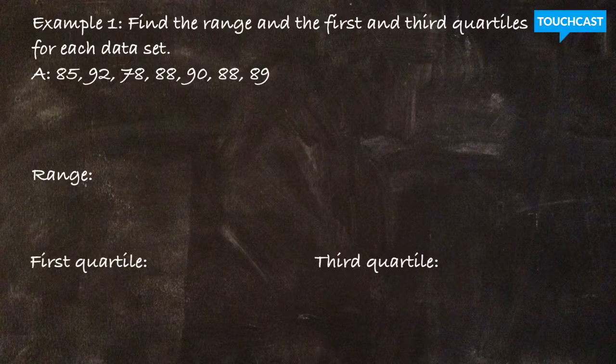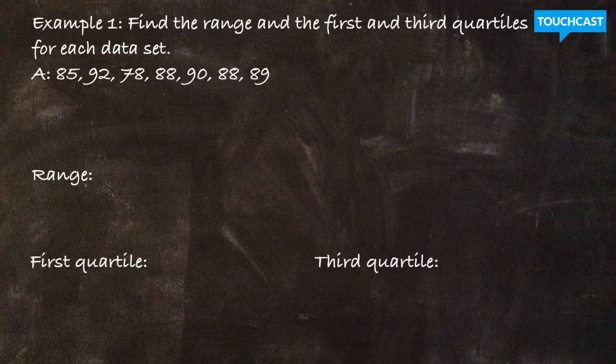So let's look at our first example. We need to find the range and the 1st and 3rd quartiles for the data set. We have here a data set which starts at 85, and then we've got 92, 78, 88, 90, 88, and 89. We're going to start by ordering these from smallest to biggest.